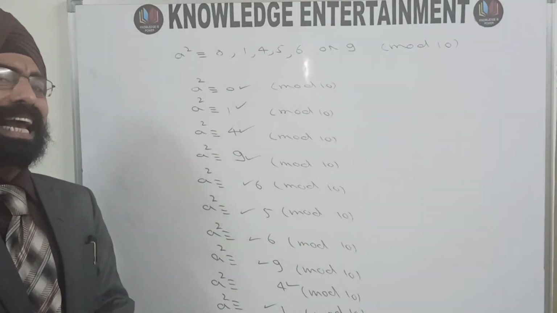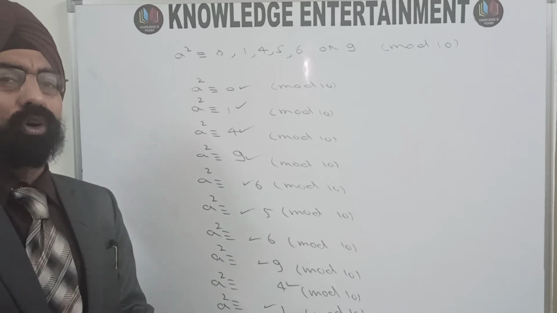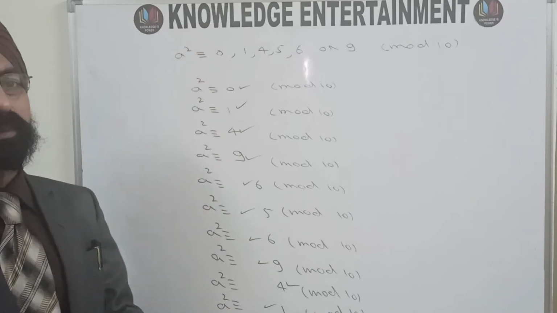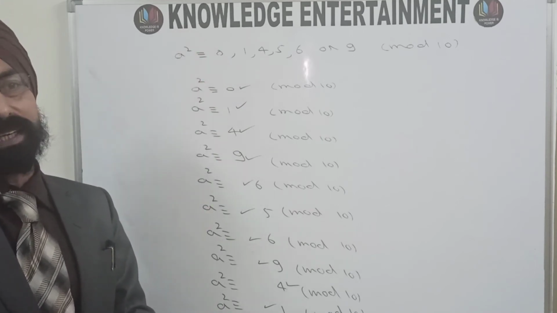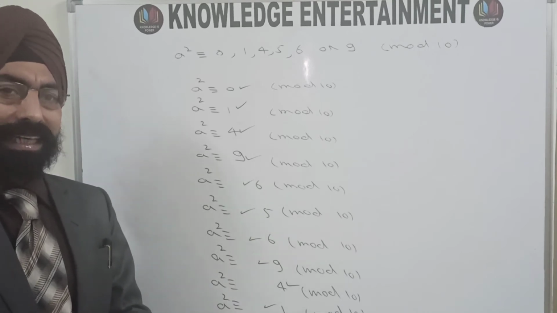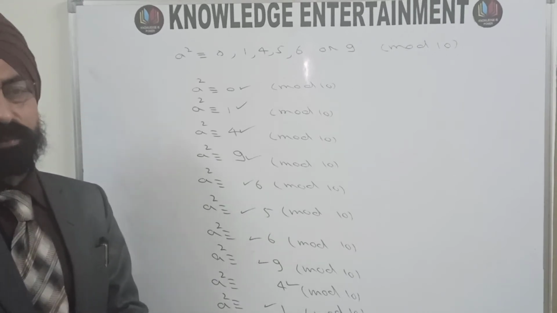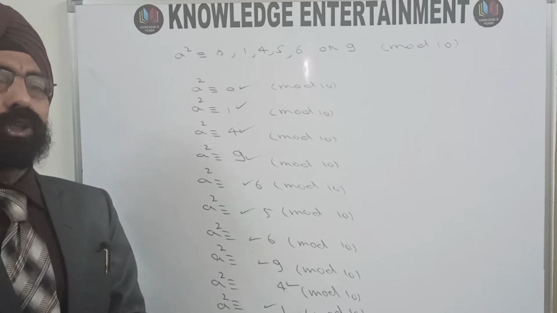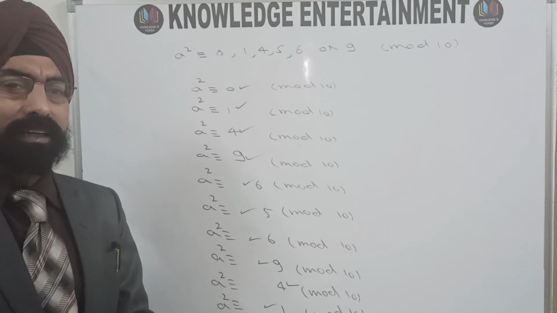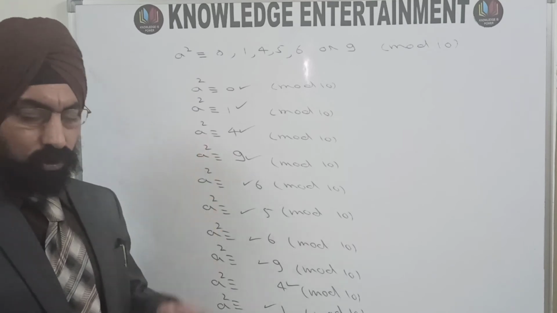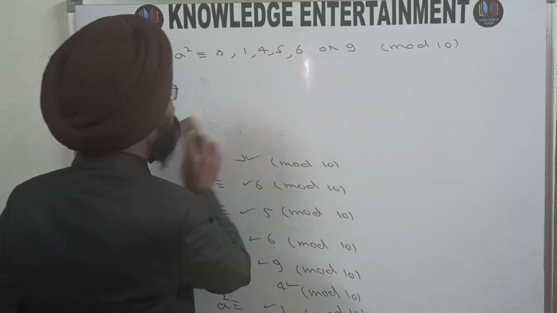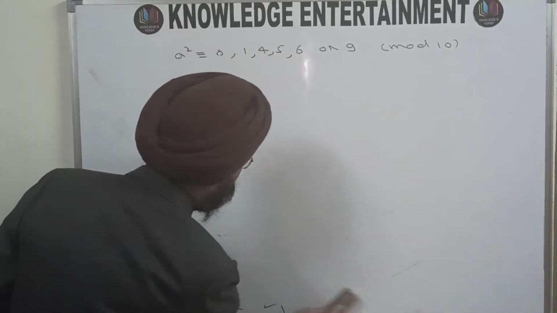So if you take any natural number and want to find what number it is congruent to modulo 10, then these are the only possibilities: 0, 1, 4, 5, 6 and 9. A square is never congruent to 2, 3, 7 or 8 modulo 10. That means in the units place of the square of any natural number, you can never find 2, 3, 7 or 8. So this was this result, this question. And from here directly we can move on to another result.